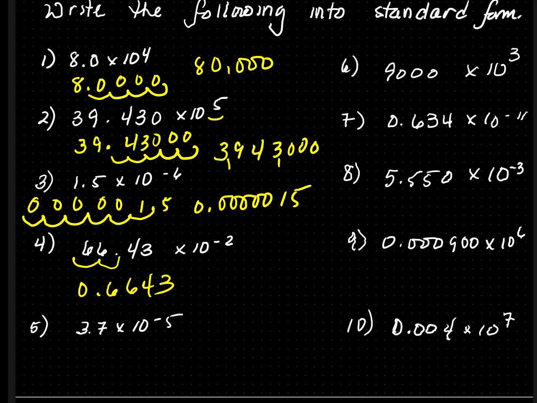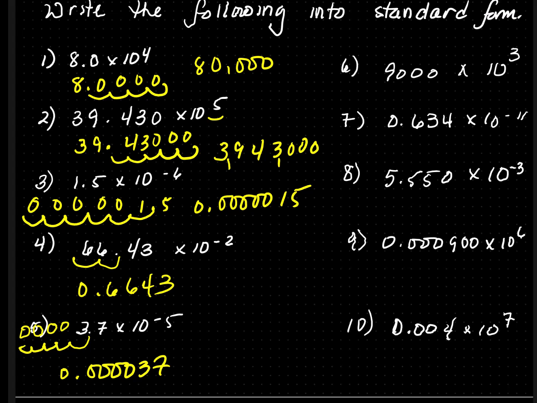On number 5, we have 3.7 times 10 to the negative 5th. Negative exponent tells you it's a small number. We're going to move the decimal to the left 5 times. 1, 2, 3, 4, 5. Every single time there's an empty space, we add zeros as placeholders. And you need to rewrite it to clean it up. And this is my final answer, 0.000037.